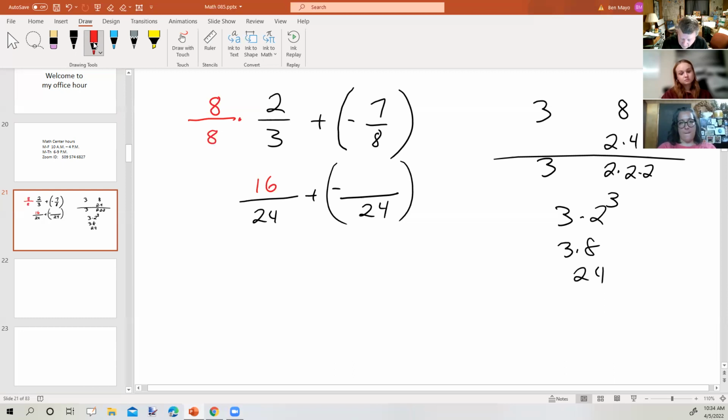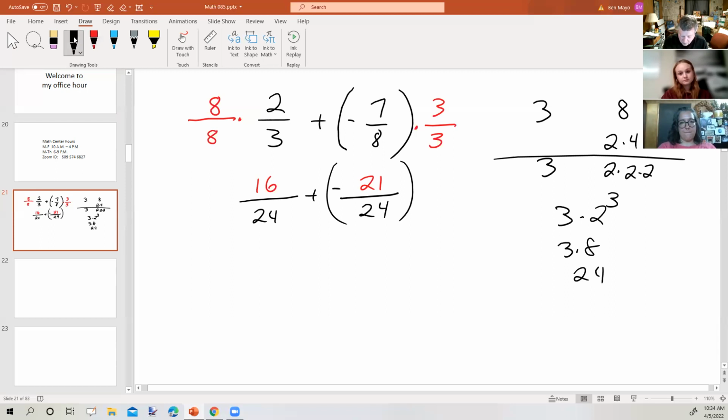Okay. All right. -7/8: I need to multiply the denominator by 3 because 8 times 3 is 24. Consequently, I need to multiply the numerator by the same number. So my new numerator here becomes 21, or in fact, -21. So we took 2/3 and built it up to 16 over 24, and -7/8 and built it up to -21 over 24. Now that I have two fractions with the same denominators, I can add or subtract those fractions.